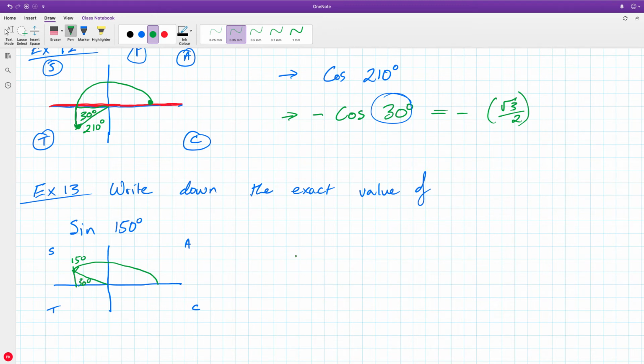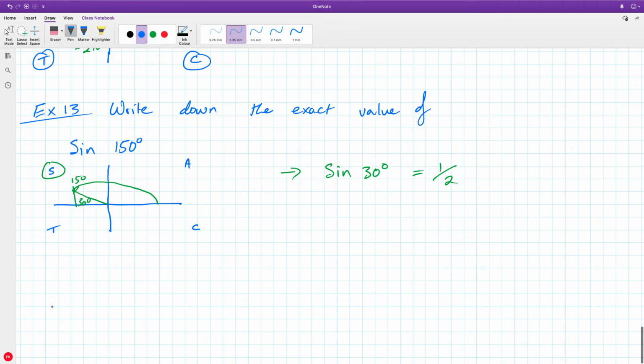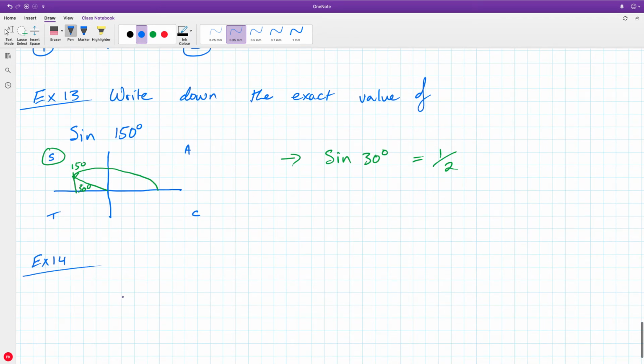So, that then is the sine of 30 degrees. Positive or negative? Positive because it's sine. The sine of 30 degrees is equal to a half. Right, one more of those. Find for me the tan of 330 degrees. Off you go.